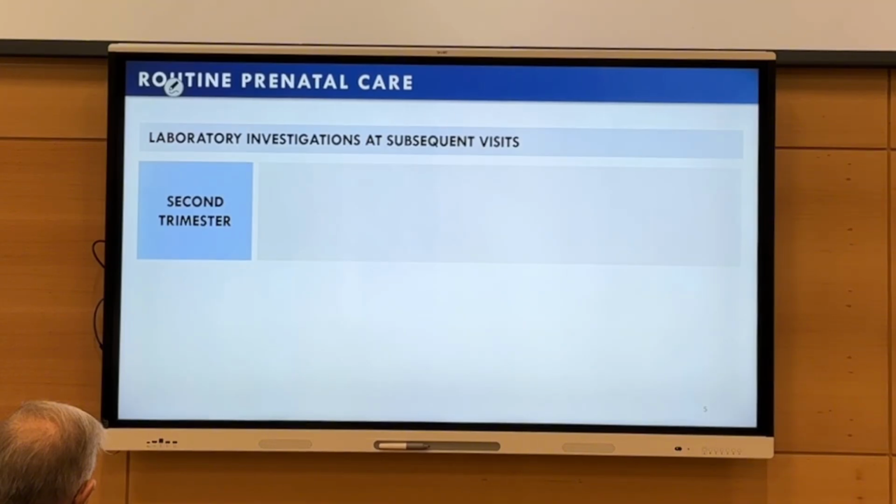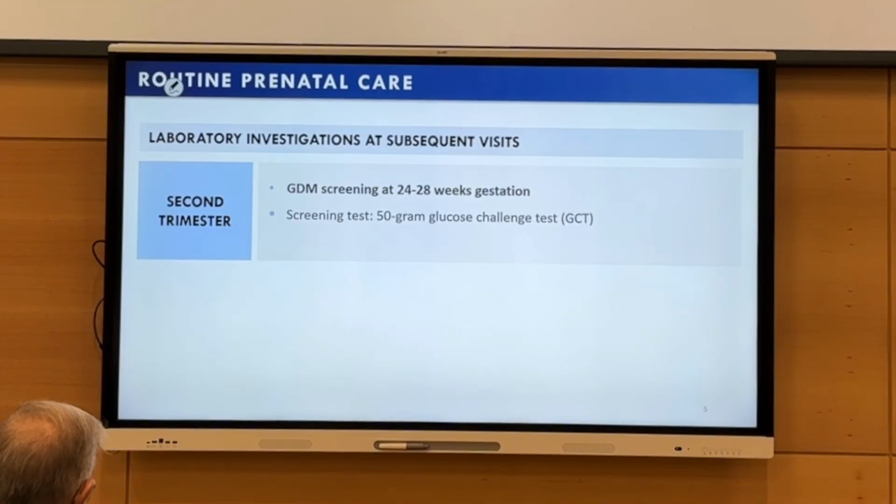Second trimester, we said we screen for what? Structural abnormalities. The hepatitis initially, first visit. Diabetes. So GDM screening would be 24 to 28 weeks. The screening test would be OGTT, the 50 gram glucose challenge test. How do we confirm the diagnosis?